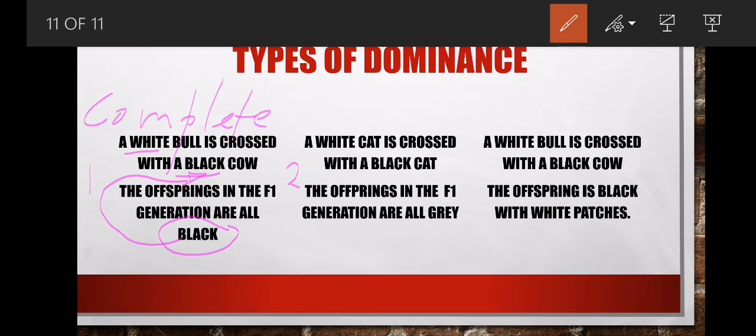A white cat is crossed with a black cat. I'm just making an example for you to understand it. A white cat is crossed with a black cat. So we're crossing a white cat and a black cat. Now the focus is where? On the offspring. The offspring in the F1 generation are all gray.